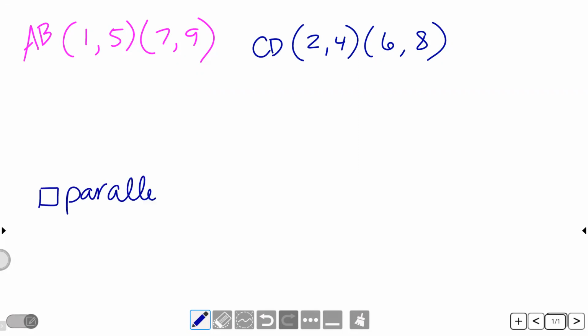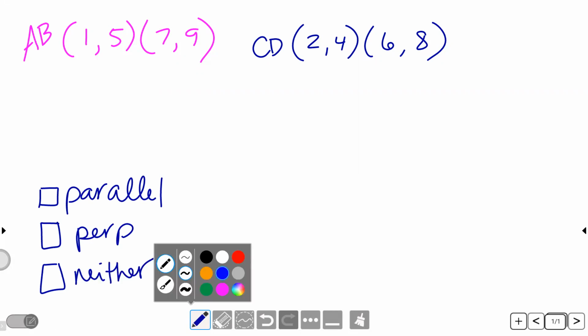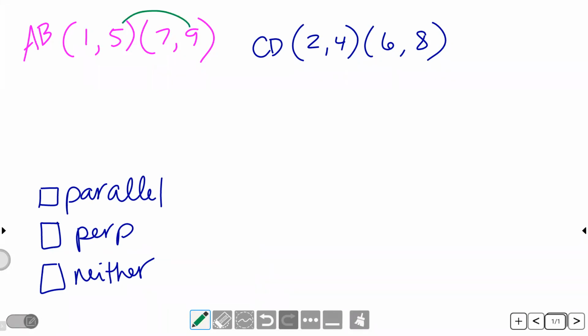Parallel is choice 1. Perpendicular is choice 2. Neither is choice 3. Do not guess. A 33% chance is not good enough. You want to actually look at the slopes. Just find the slope really fast, and then you can decide which scenario it is. So I'm going to speed solve here. 9 minus 5 is 4.